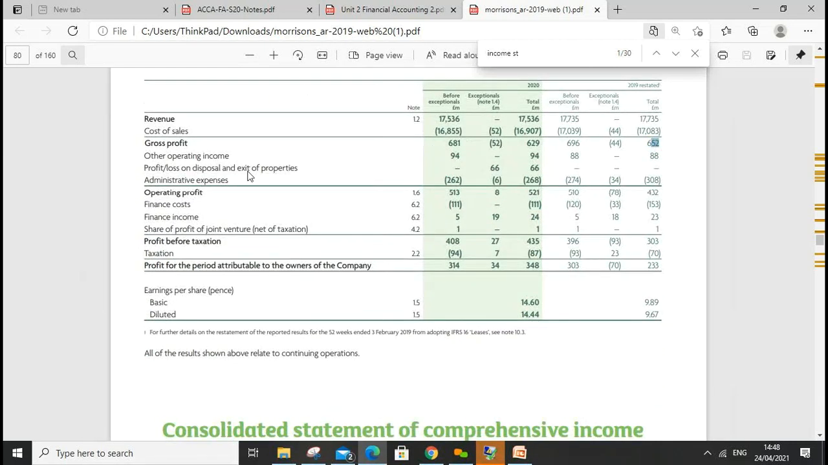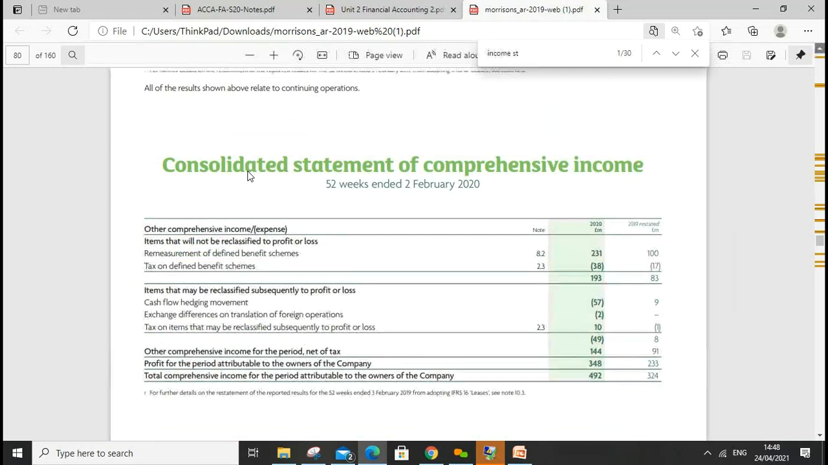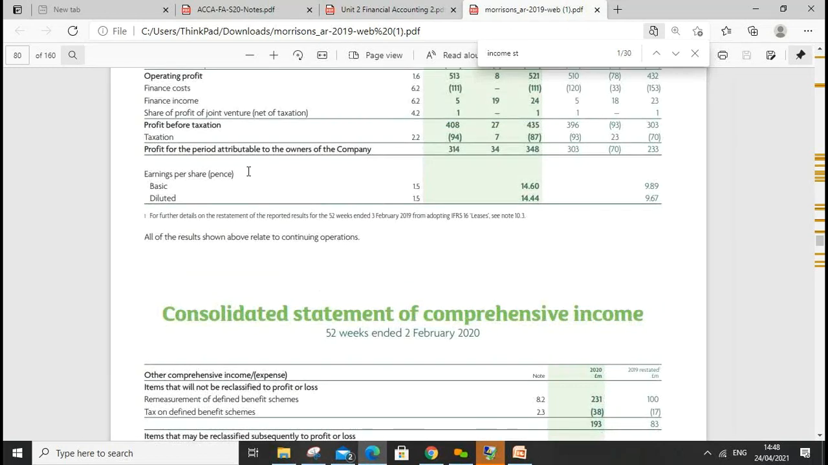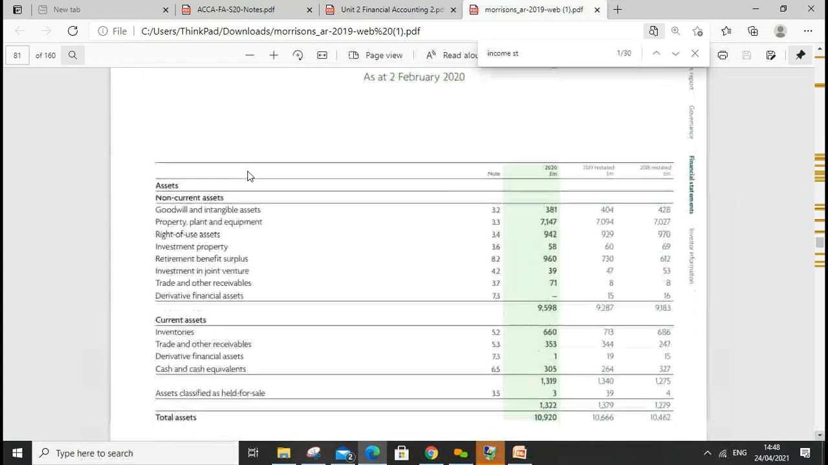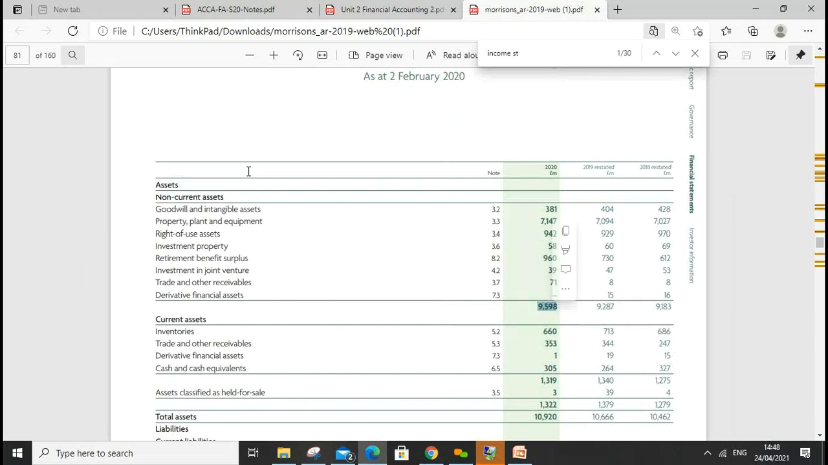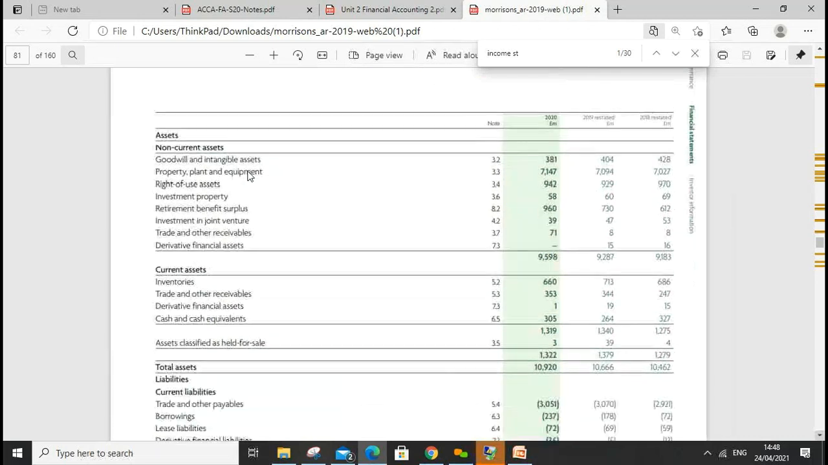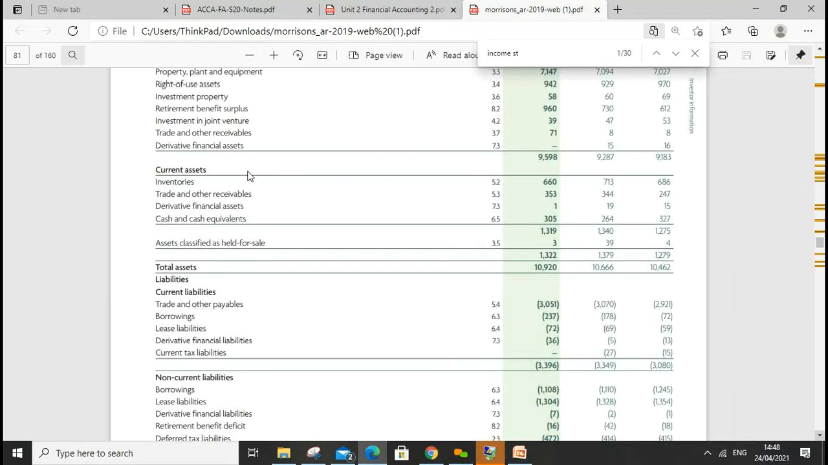Then operating profit, and after tax 314 million. Last year was 233 million, so it went up. Earnings per share slightly went up as well. Oh sorry, it went up a lot, because EPS basic was 9.89 and now it is 14 point something. Then we can look around the financial position. The non-current assets of the company this year compared to last year went up. They invested more money in the non-current assets, business property, plant, equipment, and current assets of the company compared to last year went up.